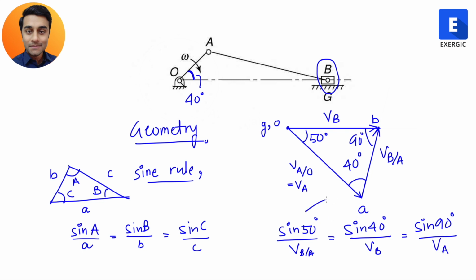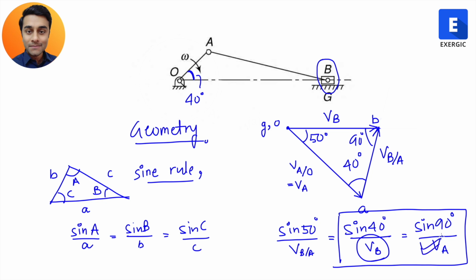So you see, if you know two angles, you can calculate all angles. The third one can be calculated. And if any of the velocities are known, the other one can be calculated. Suppose VA is known to you, R omega is given, VA is known, you can equate these, right? And you can find out VB since VA is known.